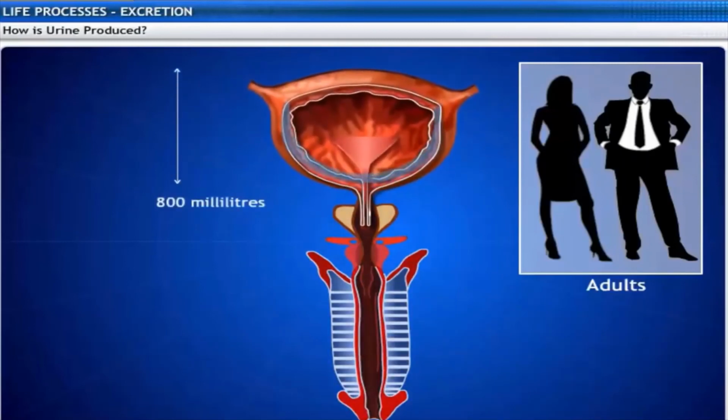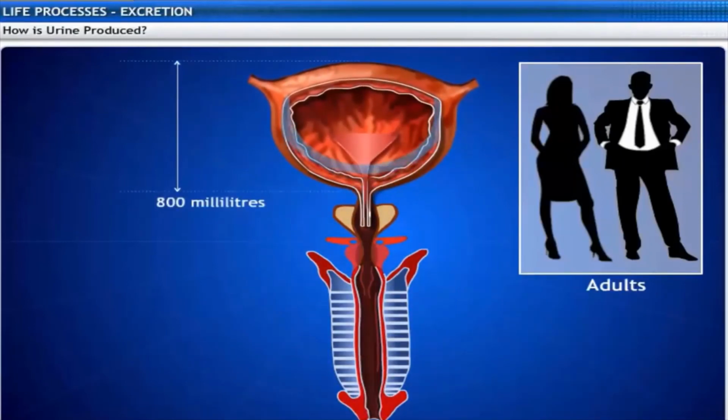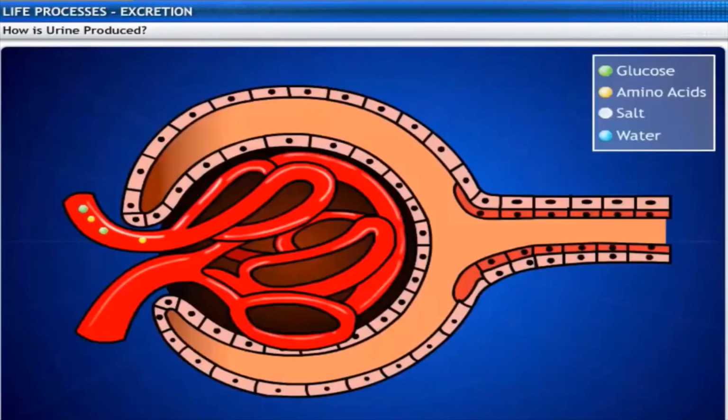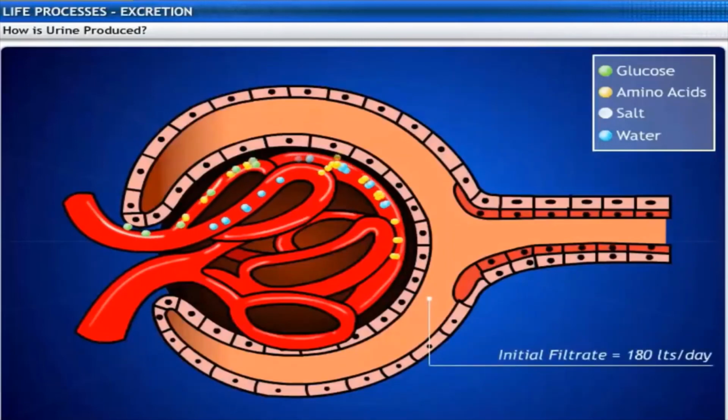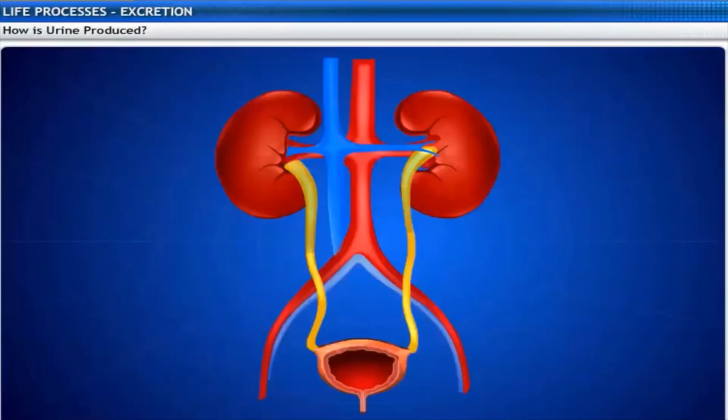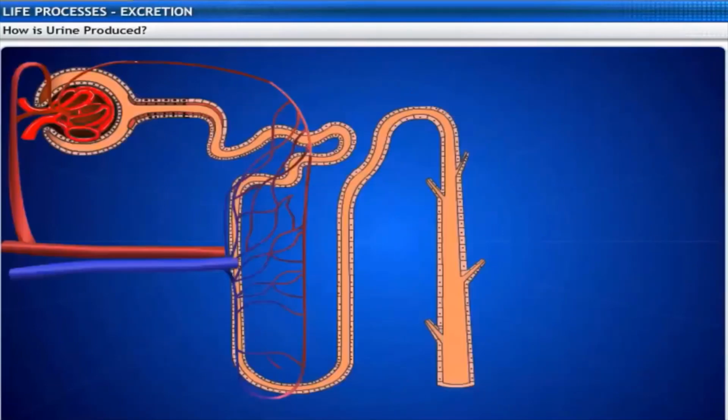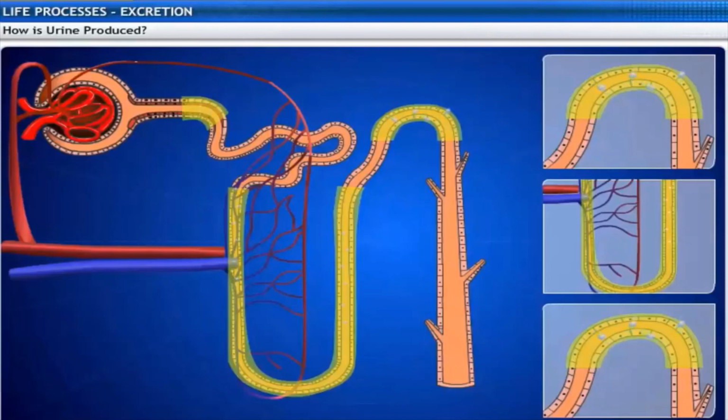An adult bladder can hold about 800 milliliters of urine. In a normal healthy adult, the initial filtrate in the kidneys is about 180 liters per day. However, the volume actually excreted is only a liter or two a day because the remaining filtrate is reabsorbed into the kidney tubules.